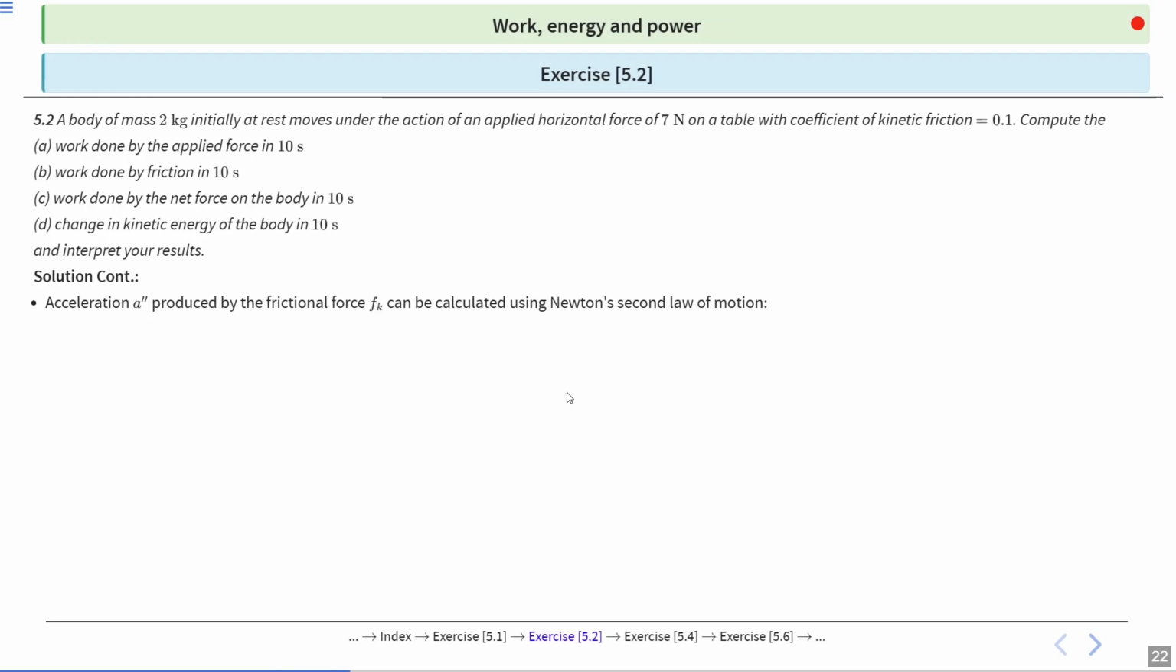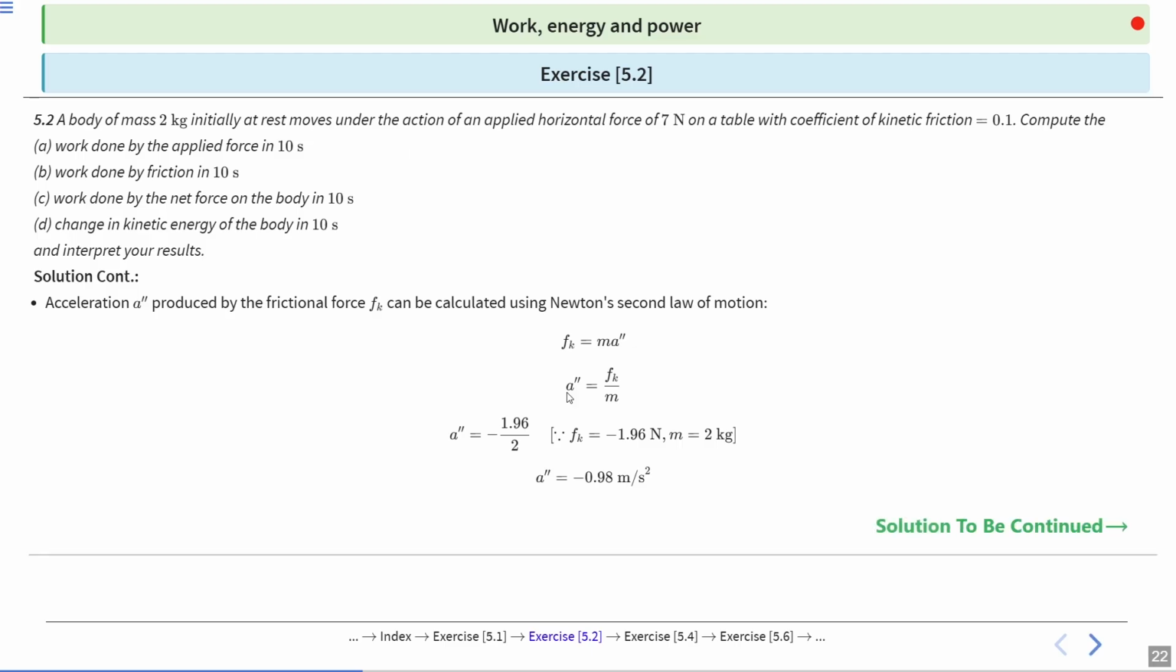Acceleration A double prime produced by the frictional force Fk can be calculated using Newton's second law of motion. According to Newton's second law, force is equal to mass into acceleration. So acceleration will be force upon mass. Just put the value of frictional force and mass. So it will be minus 1.96 divided by 2. When we solve, acceleration will be minus 0.98 meter per second square. This is the acceleration produced by the frictional force, minus 0.98 meter per second square. Clear?